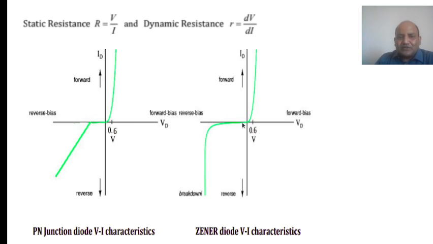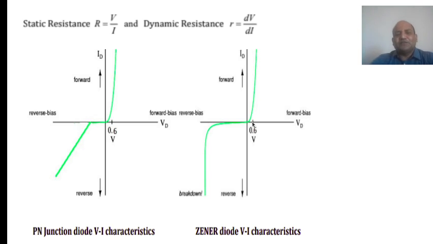Here, as I told you, this is the characteristic of your zener diode. In this case, you can calculate the breakdown voltage. You can draw a straight line from here to here, where it cuts the negative axis of your voltage. That point is called the breakdown voltage, or it is also called the zener voltage. And the cut-in voltage here is the same.